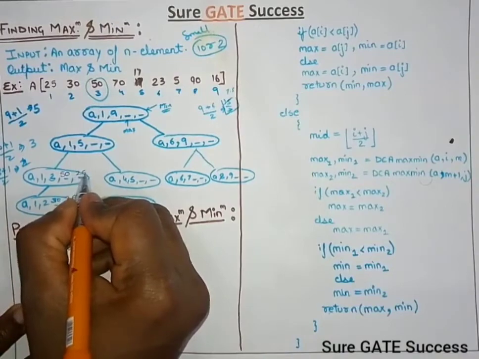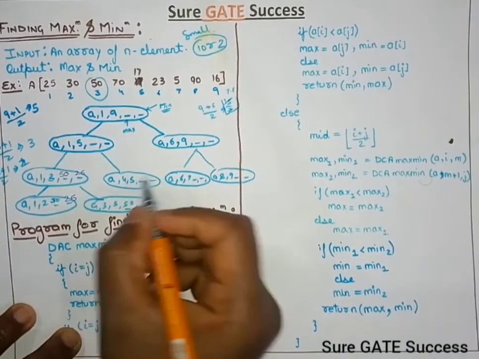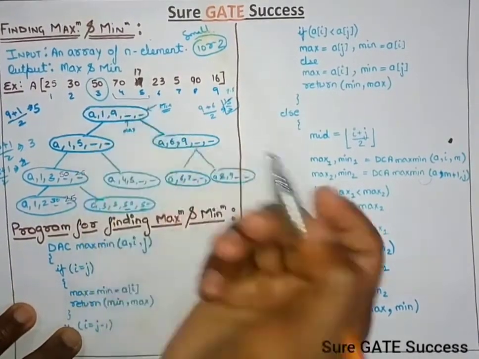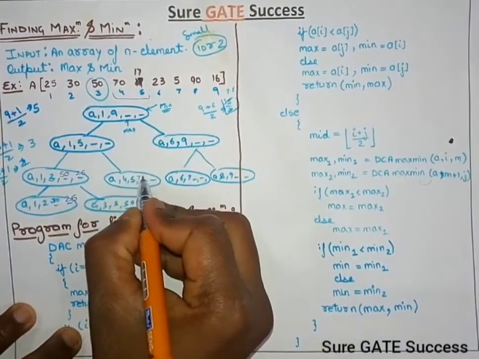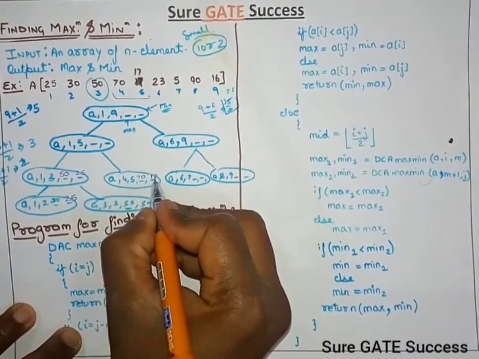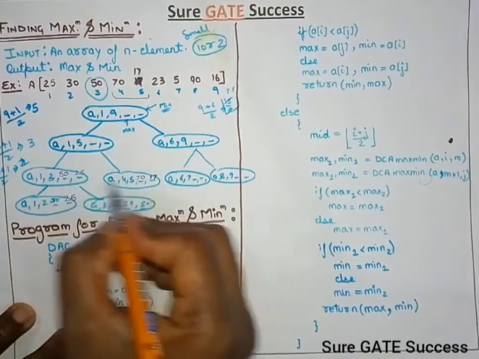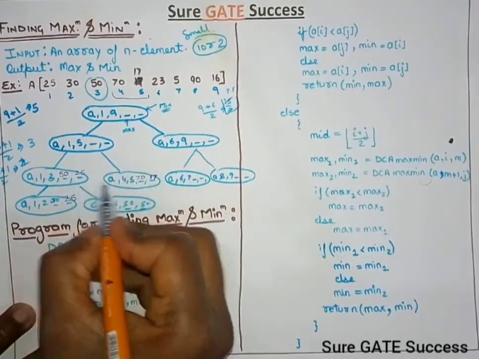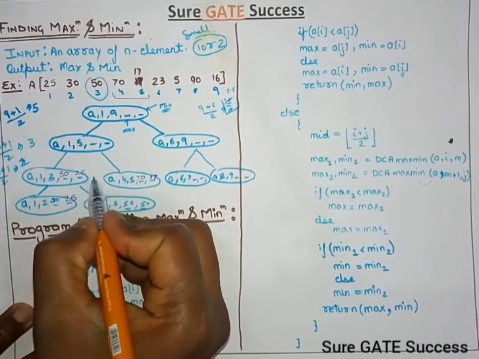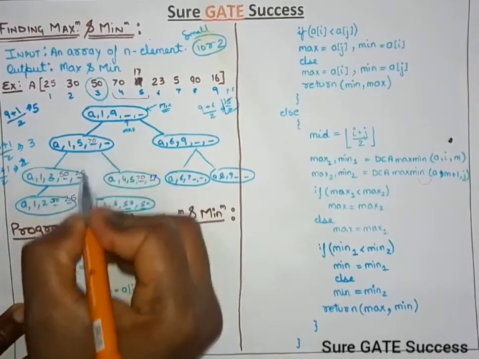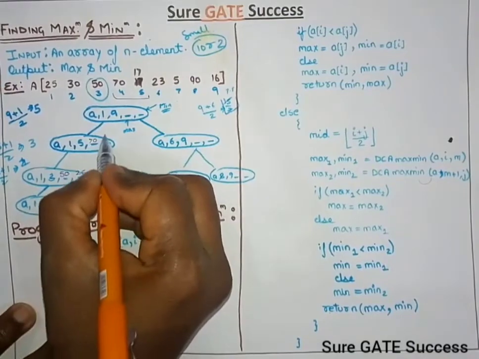25. Similarly for the fourth and fifth one, let's take the fourth and fifth one. What is the maximum one? 70. What is the minimum one? 17. Now combine the solution of this. That means we have to combine. So what will be the maximum? 70. What will be the minimum? 17.